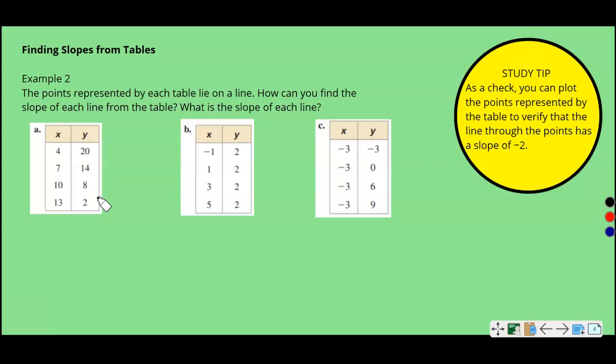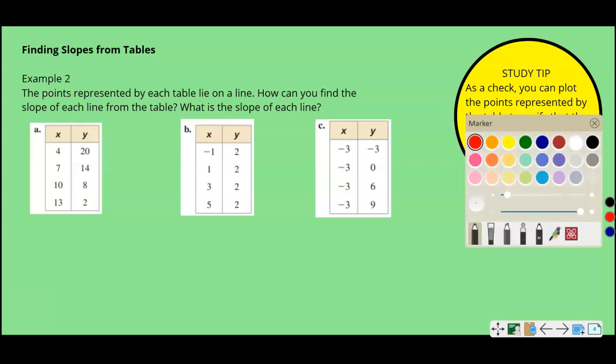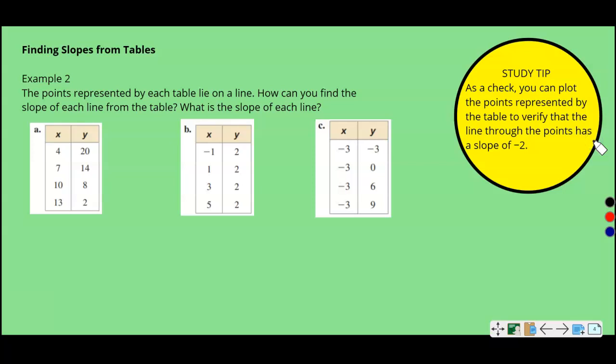All right, so again, let's look at A part, and we're going to say that 4, 20 is our x1, y1, and let's choose 10, 8. It doesn't matter because it's on a line, so we know that it is linear. This will be our x2 and y2.